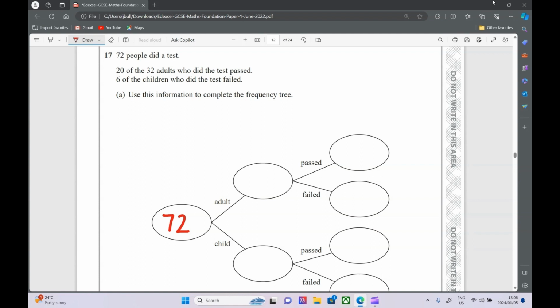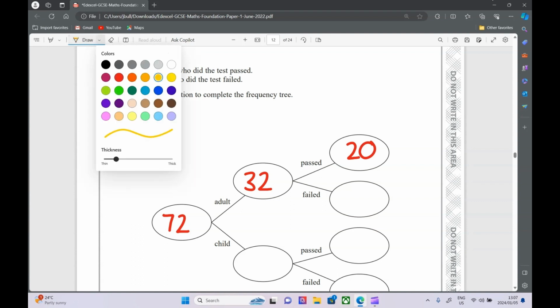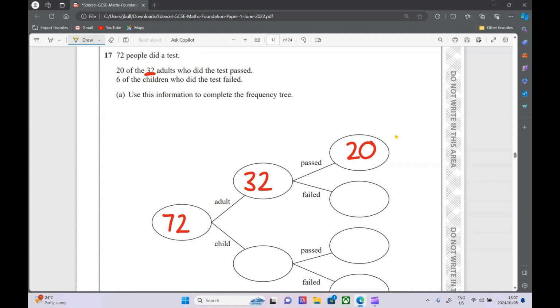20 of the 32 adults who did the test passed. So this tells us we've got 32 adults in total. So let's put that in the adult column. And it tells us 20 of them passed. So 20 adults passed. You can see all of the ones in this top one, they're all the adults. Frequency trees always add up. So if we circle these quickly, the adults, the passed and the fails will add up to 32. Pretty straightforward, 20 plus 12 would give us 32.